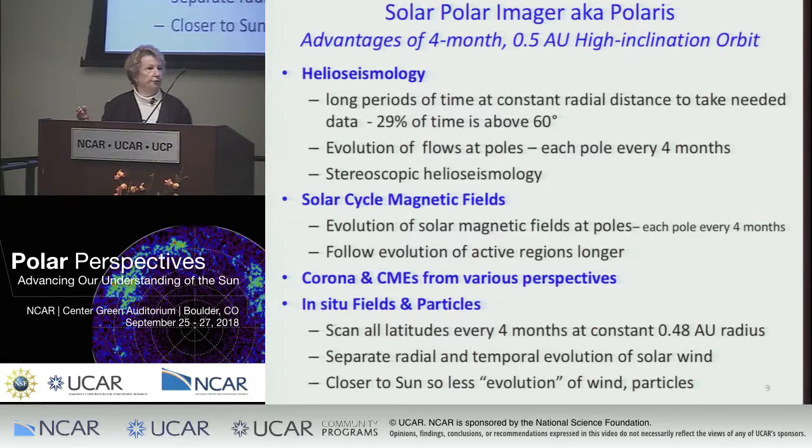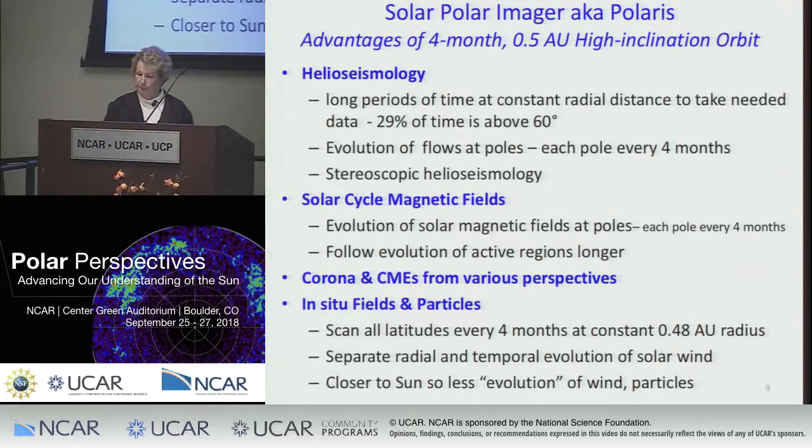And since you can have another instrument in a 1 AU orbit, you can try to do stereoscopic helioseismology. This is also a really good orbit for looking at the magnetic fields, since you have a lot of time above 60 degrees, and you can follow the evolution of the magnetic fields. Again, every 4 months, you're getting a good long look at the flux in the pole. And you get a different view that allows you to follow active regions much longer.